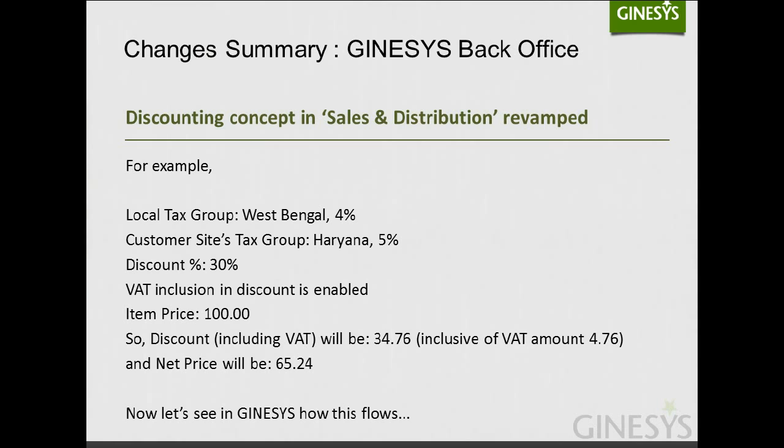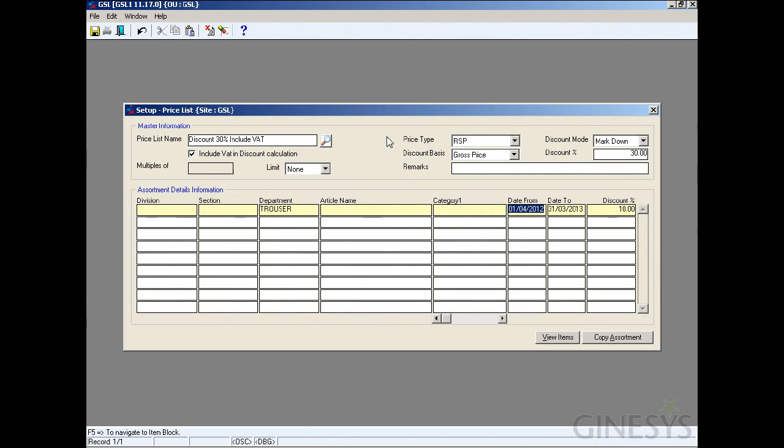Now let's see how this flows in our GINESYS software. We have created sample data so that we can explain it to you more properly. In the newly designed price list master, we have created a price list in which we have selected include VAT and discount, and also we have provided the base discount as 30%.